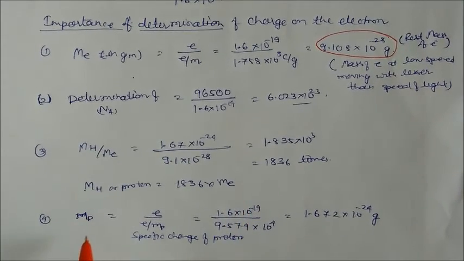Again, how do we find the mass of the proton? You take the charge of the proton and the specific charge of the proton. The specific charge of the proton is 9.579 into 10 to the power 4. So put in the value of the specific charge and divide, and on dividing you will get the mass of the proton. So these are some of the applications or determinations which we get through the charge on the electron.